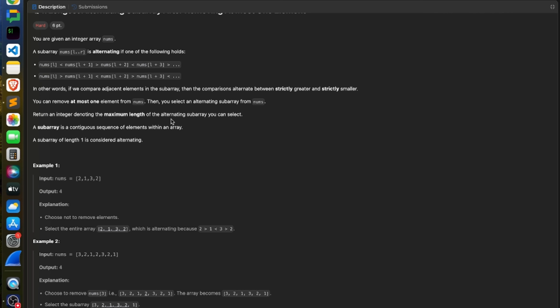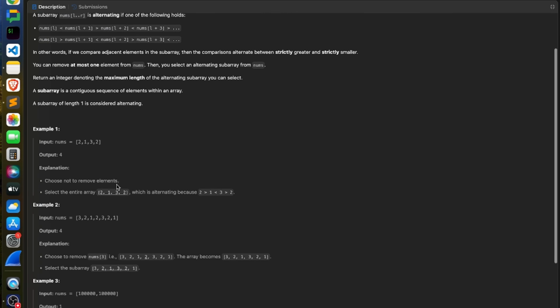That you can select. So we have to find out the maximum length of an alternating subarray that we can select after removing at most one element from the given array, right? And a subarray of length 1 is considered alternating. So for example, in the test case 2 1 3 2, the output is 4. So choose not to remove any element.